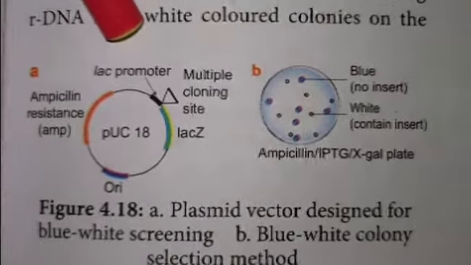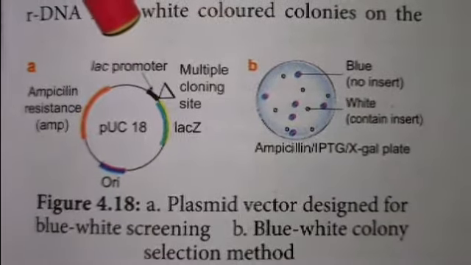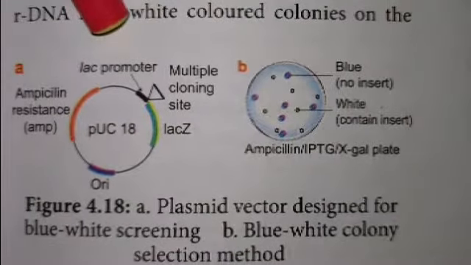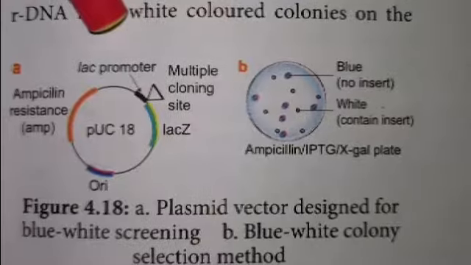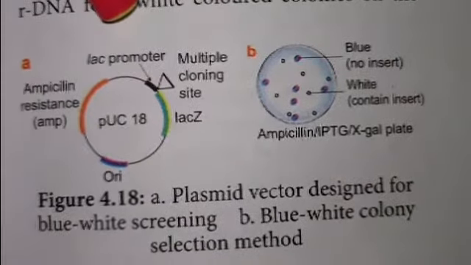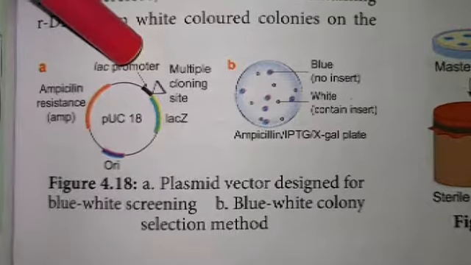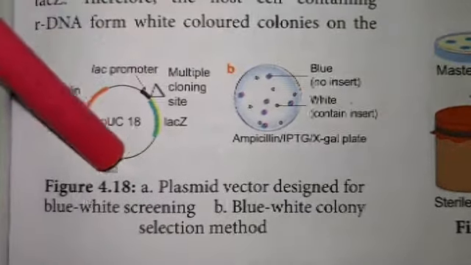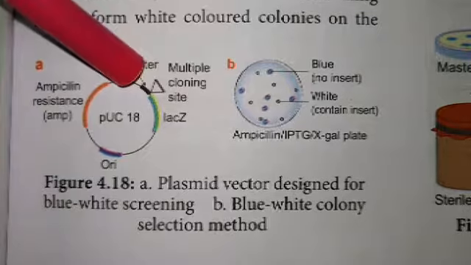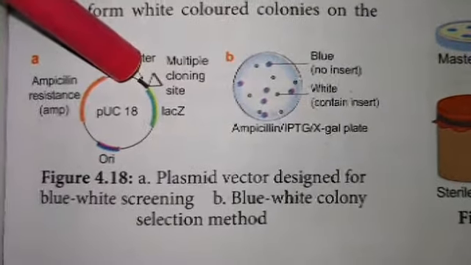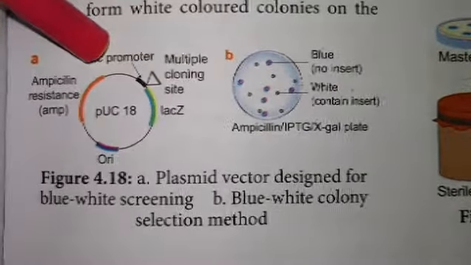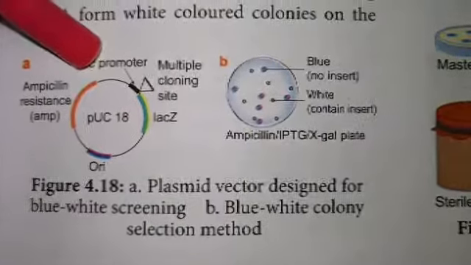The lacZ encodes the enzyme beta galactosidase and contains several recognition sites for restriction enzymes, which are used to cut. Beta galactosidase breaks a synthetic substrate called X-gal.